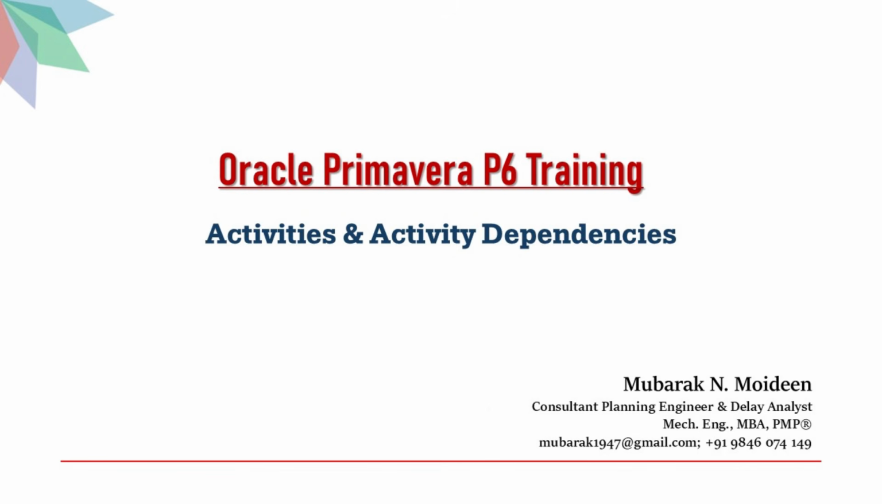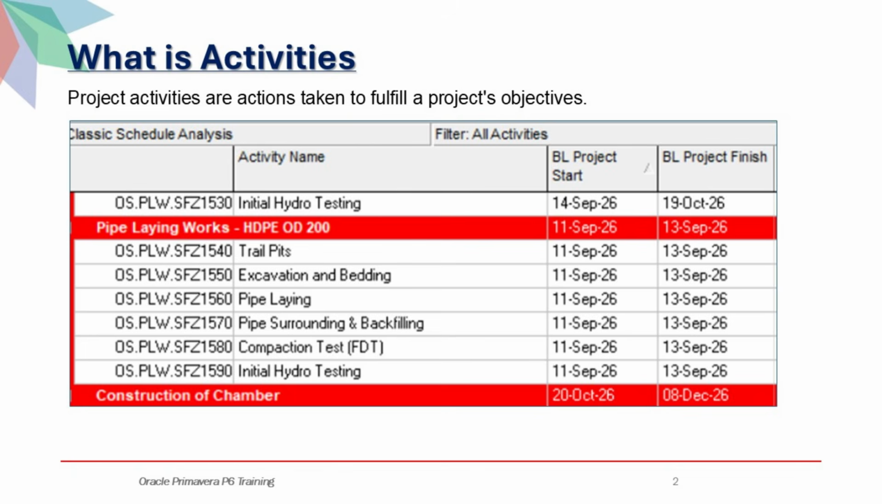Let us now move on to the final topic of this introductory section. Project activities are the specific tasks or work elements that must be completed to accomplish the project's scope, objectives, and deliverables. In this example, you can see a WBS element called Pipe Laying Works HDPE Outer Dia 200.